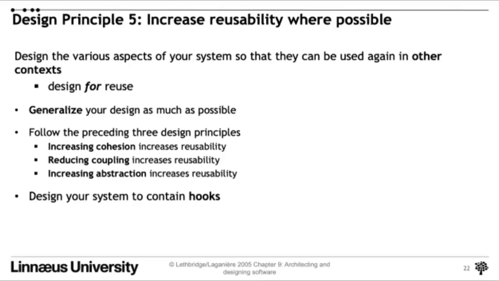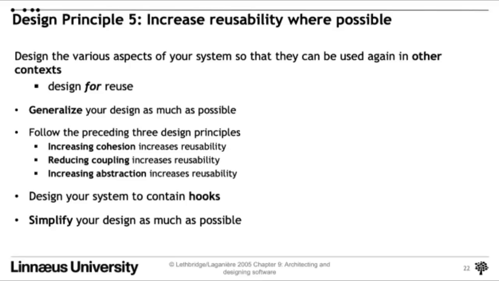Another important thing, try to design your system in order to contain hooks. Well, hooks in Java can be interfaces. So always make massive use of interfaces. That's also something that we're going to discuss when we talk about dependency inversion, next lecture. But that's important. So make use as much as possible of interfaces. And try to simplify the design as much as possible.